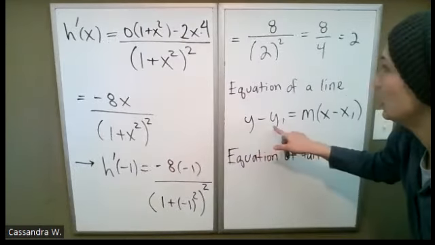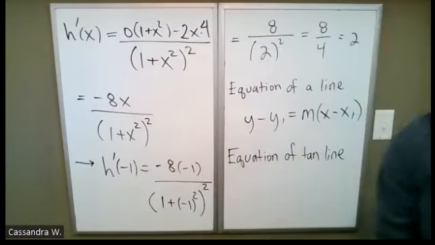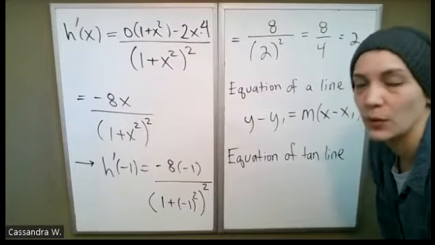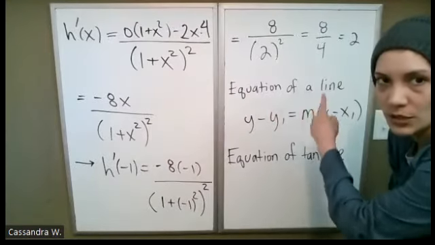As y minus, what was the point? I think it was 2. y minus 2 equal to the slope, which was also 2.